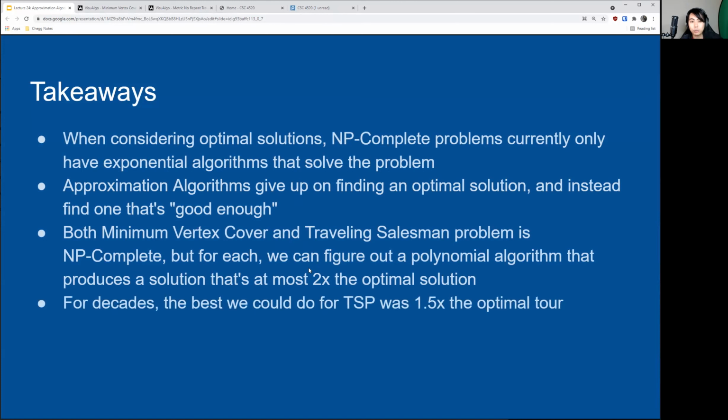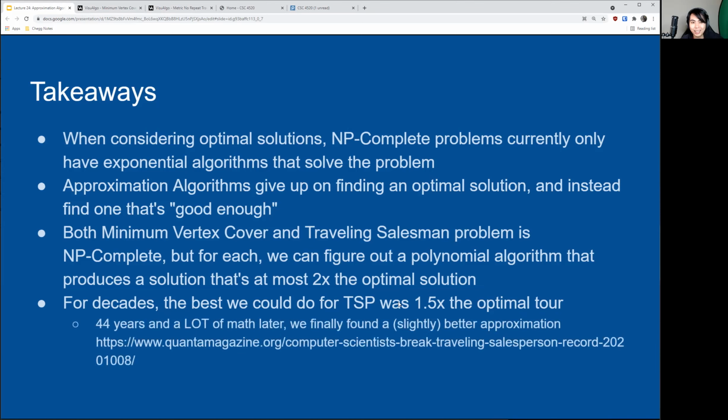And for decades, actually, the best we could do for traveling salesman was 1.5 times the optimal tour, the best approximation algorithm we had for that. And very recently, literally last year, they came up with an algorithm that actually beats that slightly. So the best case now is slightly better than 1.5 times the optimal solution for our approximation algorithm for traveling salesman. If you want, you can read this article. It's very neat. It isn't too technical, so you can definitely follow along.